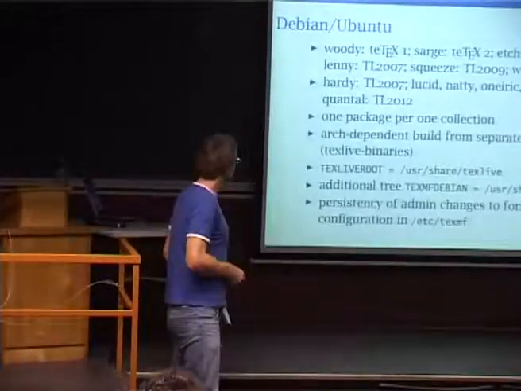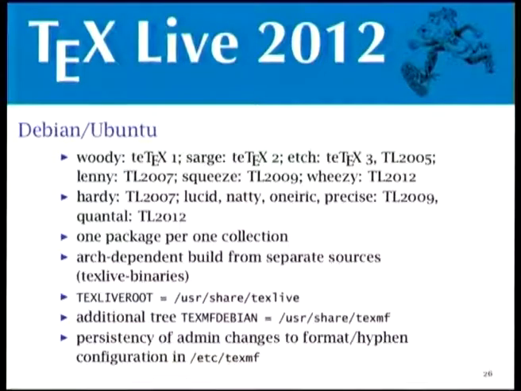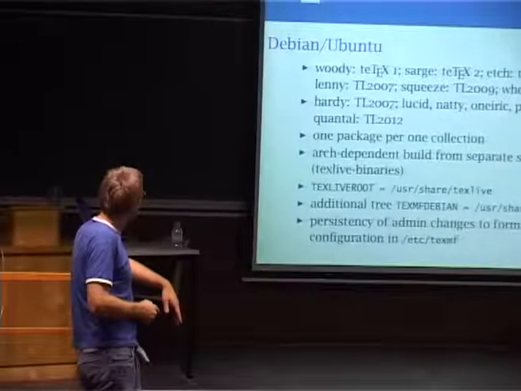So let's go through the distributions a bit in detail. Debian. Woody had teTeX 1, Sarge teTeX 2, Etch teTeX 3 and TeX Live 2005. There we had both in parallel. We tried for some time, as we didn't know what would happen; it wasn't clear at that time how teTeX would continue. But then since Lenny we have TeX Live 2007, Squeeze 2009, and Wheezy will have 2012. So more or less almost what is also currently on CTAN.